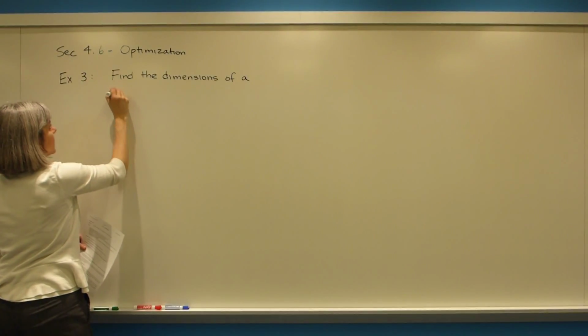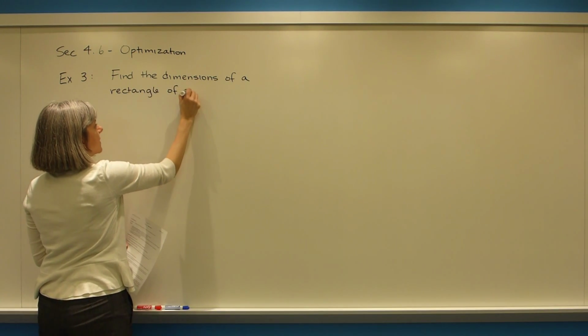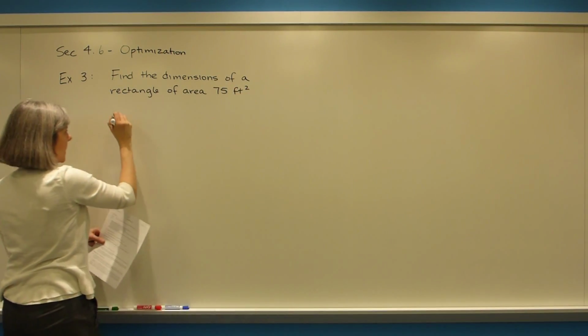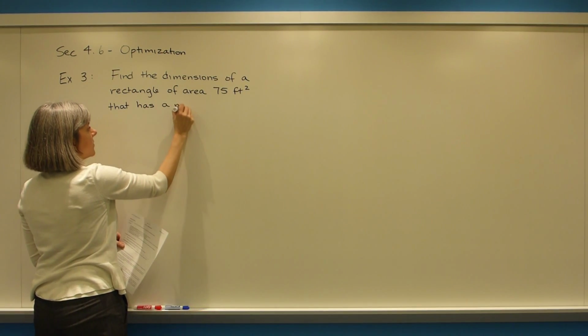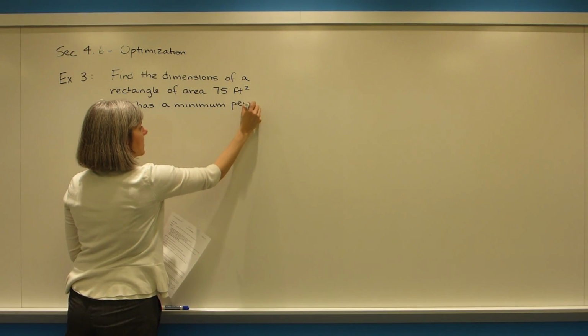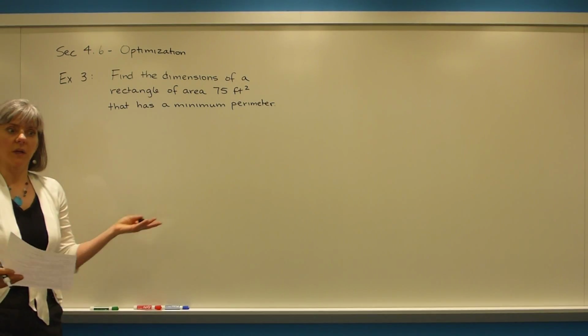So what we're going to say is find the dimensions of a rectangle of area 75 square feet that has a minimum perimeter. Okay, so that seems like a pretty straightforward problem.